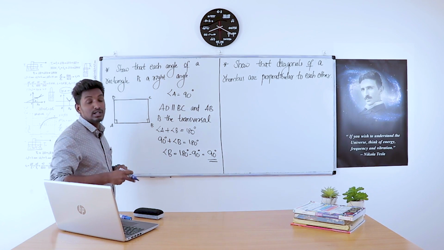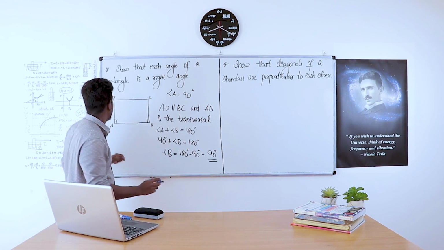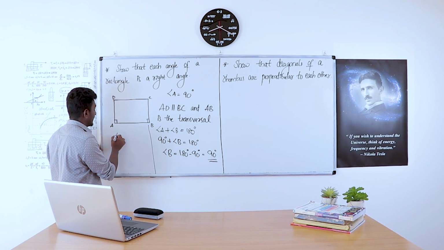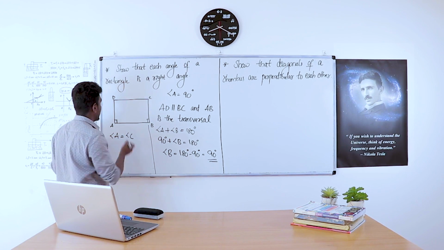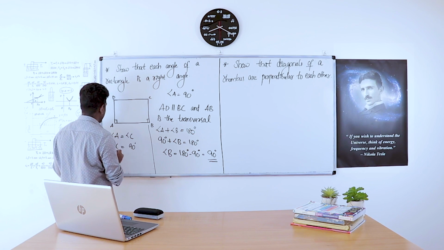Now look at another property of a parallelogram such that opposite angles are equal. For a parallelogram, opposite angles are equal. Therefore, we can say that angle A is equal to angle C. Here angle A is equal to 90 degree. Therefore, angle C is also 90 degree.